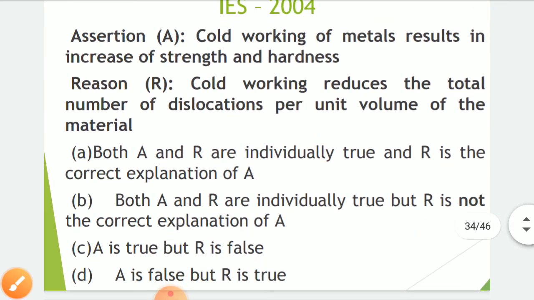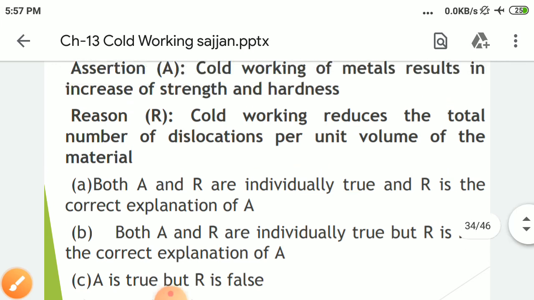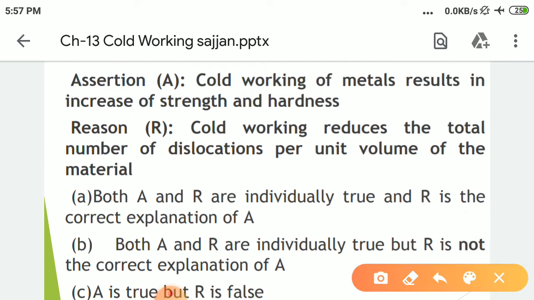Now next question, cold working of metal results in increase of strength and hardness. What is your opinion? Is this true or not? True. Okay, true. Cold working reduces the total number of dislocations per unit volume of the material. Yeah, now I also have to think about this option. Cold working reduces the total number of dislocations per unit volume. Yeah, that's true, but what's the relation between 1 and 2?